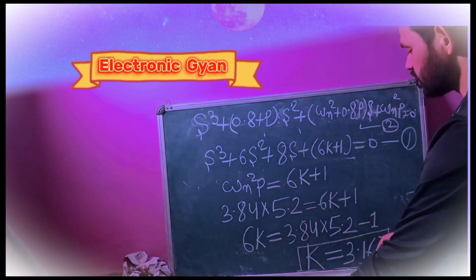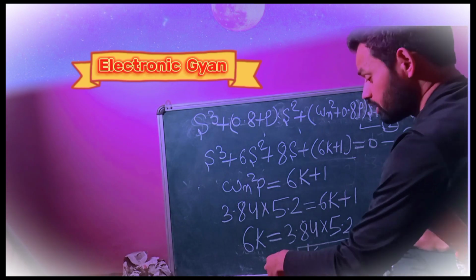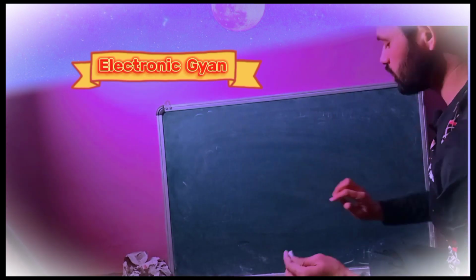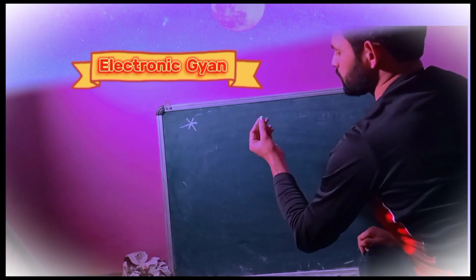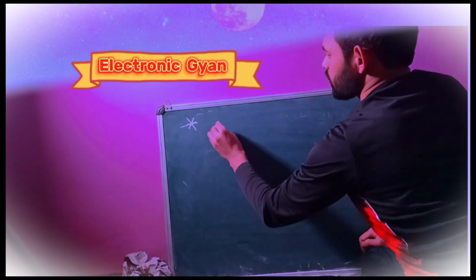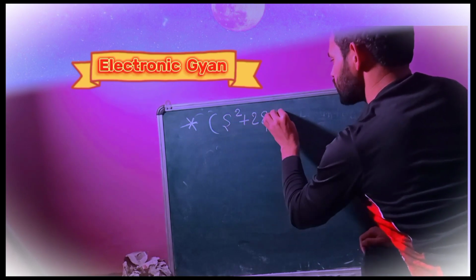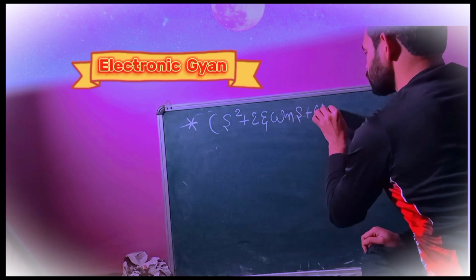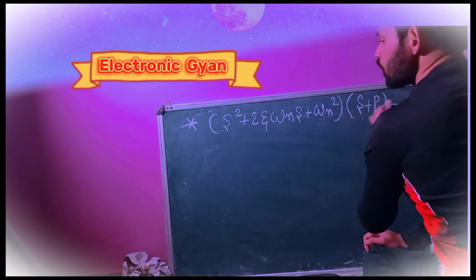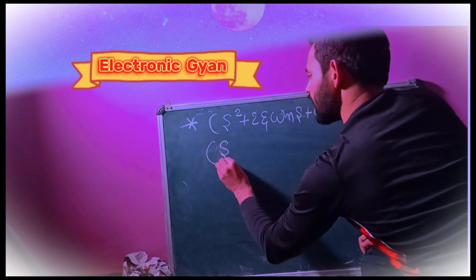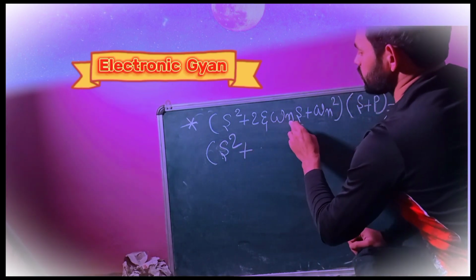So let's check whether this value that we have obtained, k equal to 3.163, is correct or not. How to check this? Checking is simple. We assumed the second order dominant pole, that is s squared plus 2 zeta omega n s plus omega n square, into s plus p, which is equal to 0. What value have we got here? We have got s square plus 2 zeta omega n, where zeta omega n is 0.4.